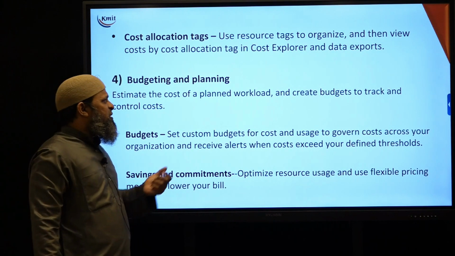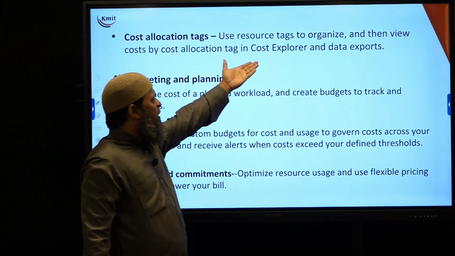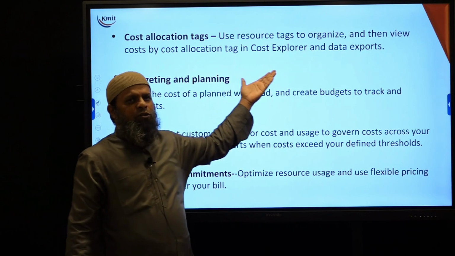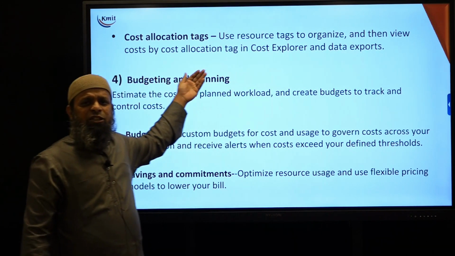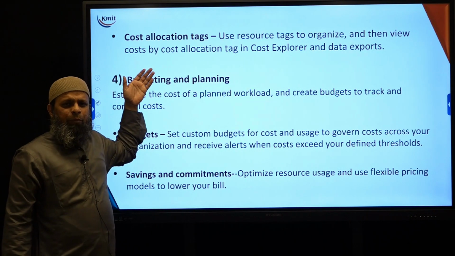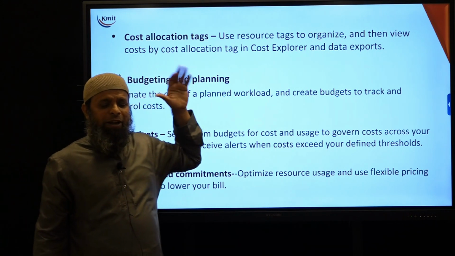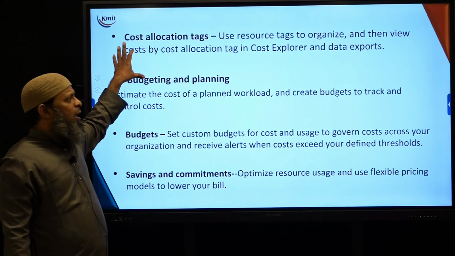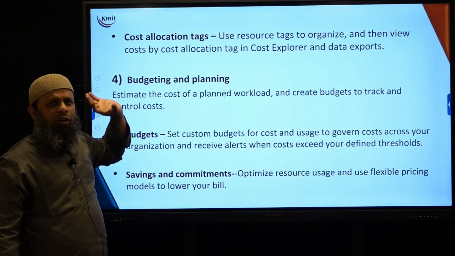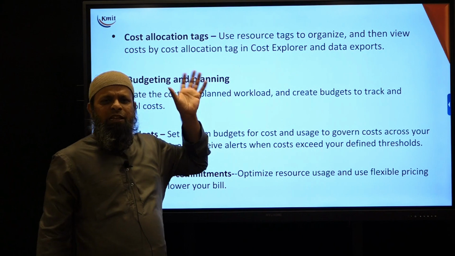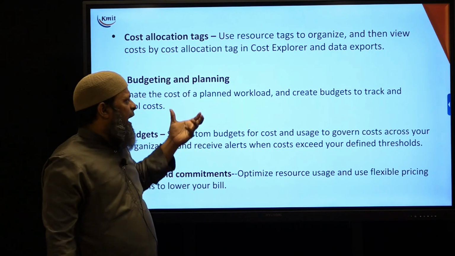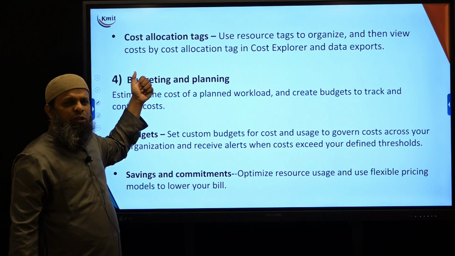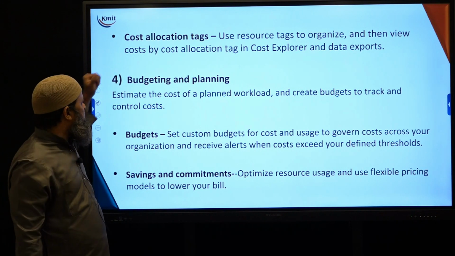Cost allocation tags: use resource tags to organize and then view cost by cost allocation tag in Cost Explorer and cost data exports. You will understand all these details properly when you see things practically, but here I am just explaining. There are some tags available which you can tag for which cost, and with those tags you can understand and organize what cost is paid for what services.